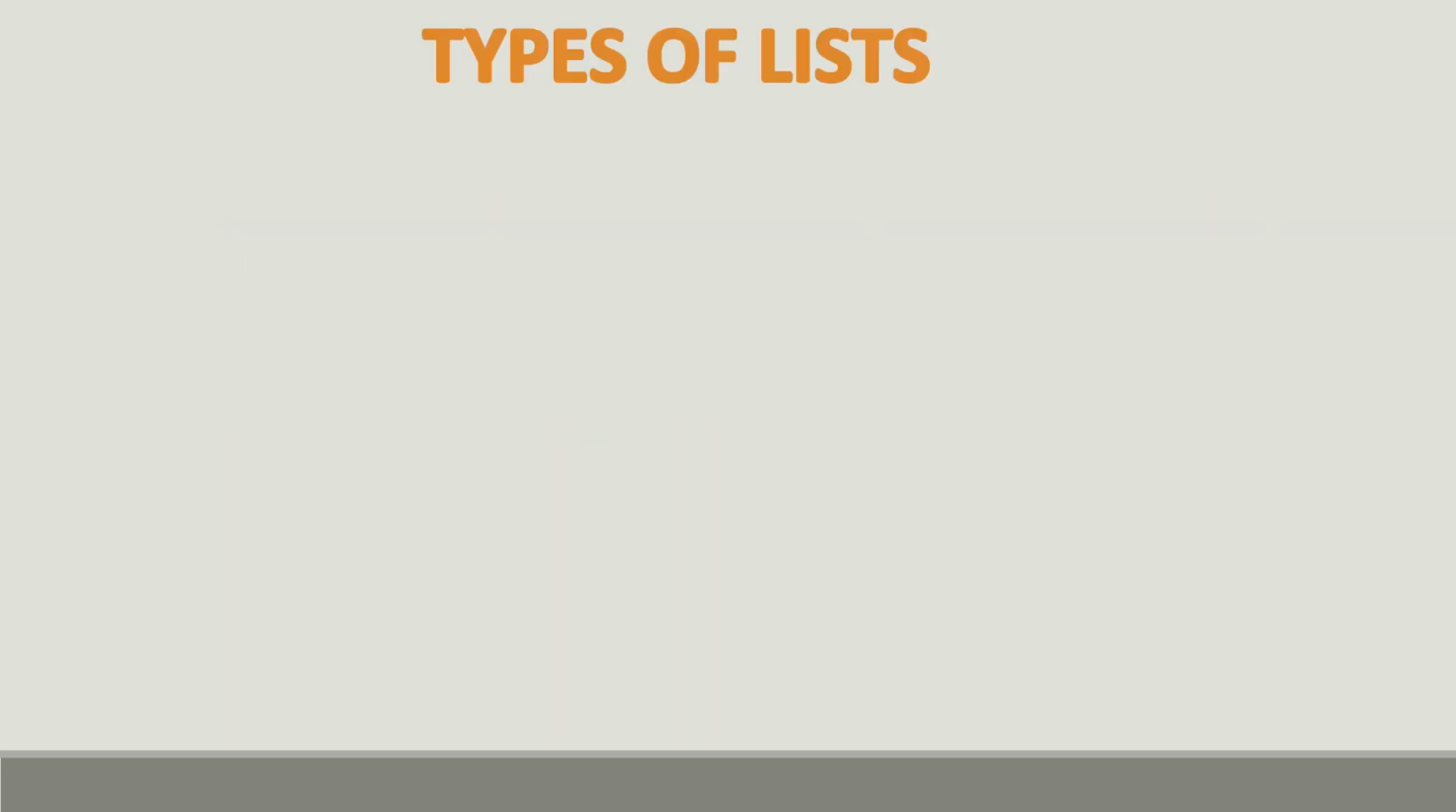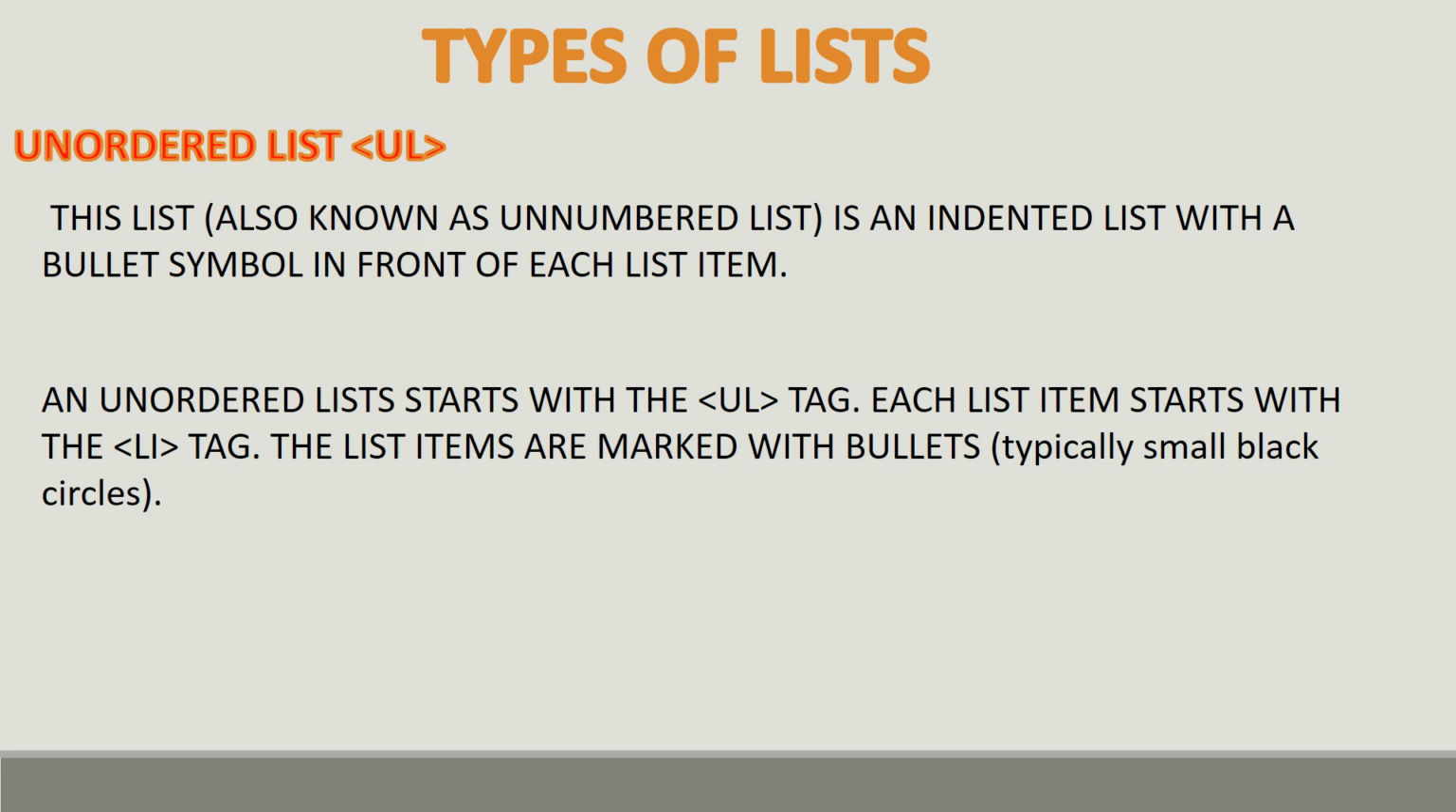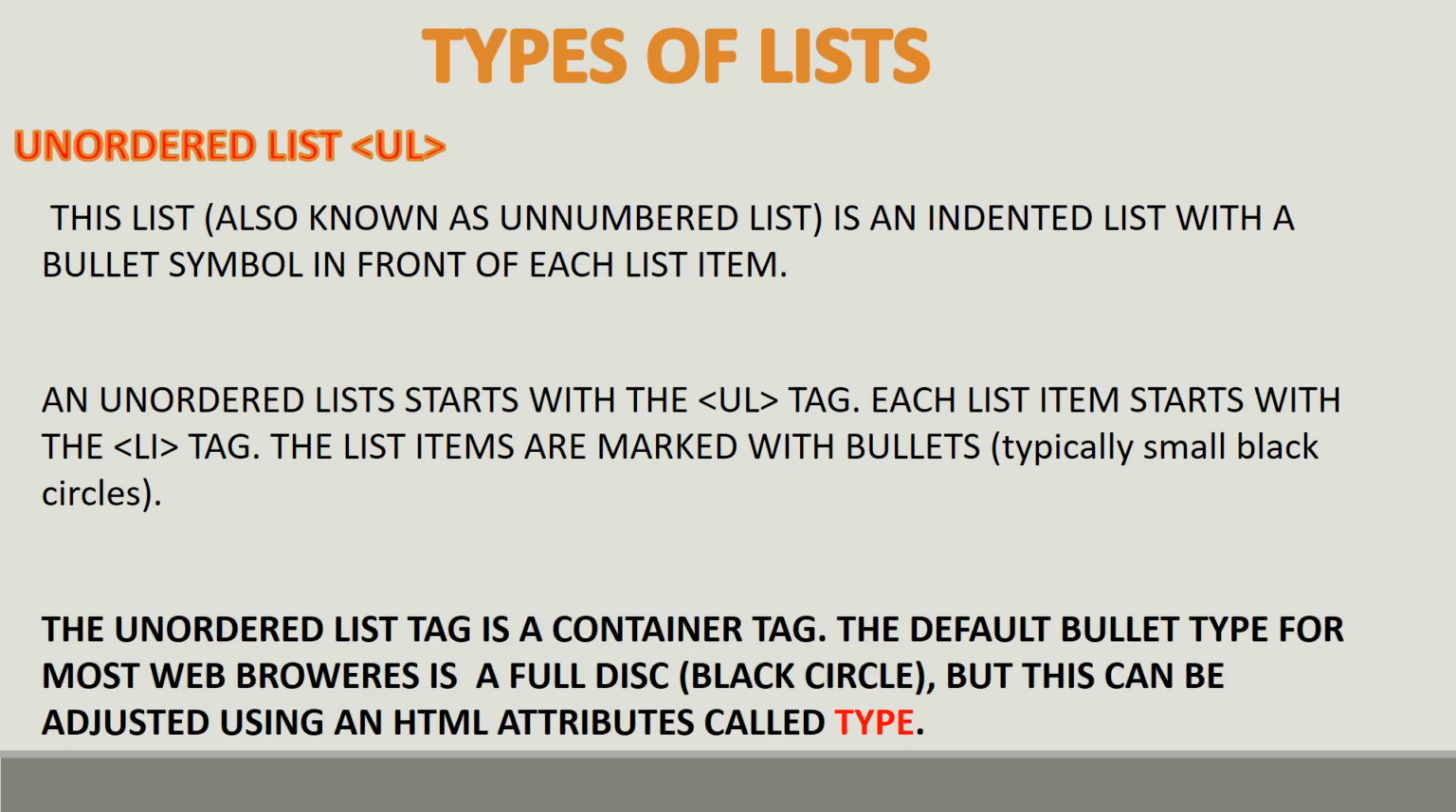Fine. So in that case, the types of lists, the first one is your unordered list, and we are writing UL for an unordered list. This list, also known as an unnumbered list, is an indented list with a bulleted sign in front of each list item. An unordered list starts with the UL tag. Each list item starts with the LI tag, that is one compulsory tag which you have to use after the unordered list. And here the list items are marked with bullets, typically small black circles. Fine. So the unordered list is a container tag.